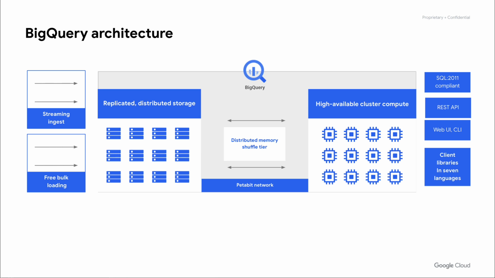BigQuery is a fully separated storage and compute data warehouse and lakehouse. This means that you only pay for the storage as you store data and the compute as you analyze data. We'll be focusing on compute optimization today.